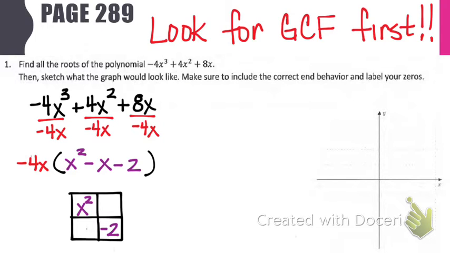I need 2 numbers that multiply to be negative 2, but add to negative 1. And the only thing that multiplies to be 2 is 2 times 1. So I have a negative 2x and a positive 1x. Let's take out my GCFs.